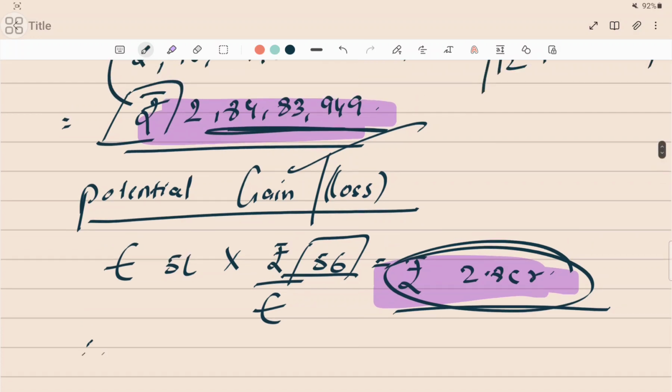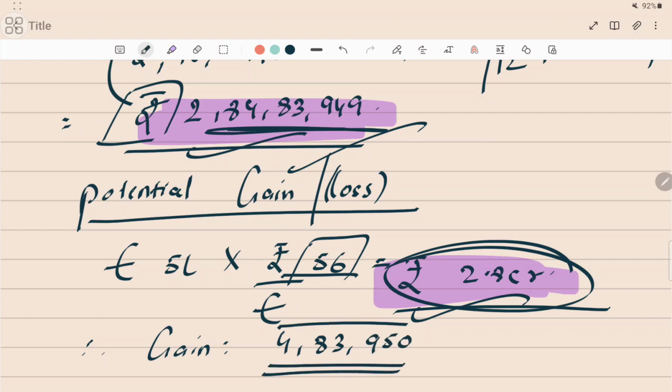So the gain here is 2.84 minus 2.8, which is 4,83,950 rupees roughly. It's a good thing that I've hedged using the money market cover. This ends the solution here. Thank you.